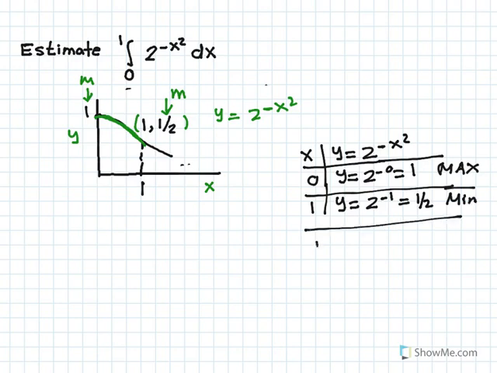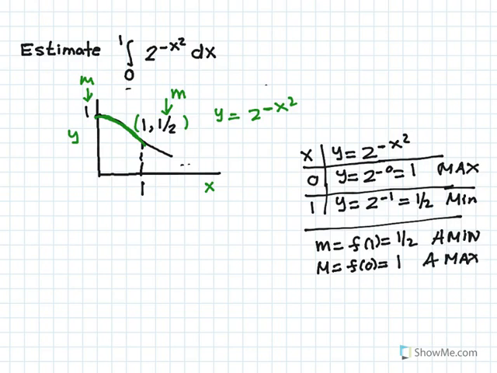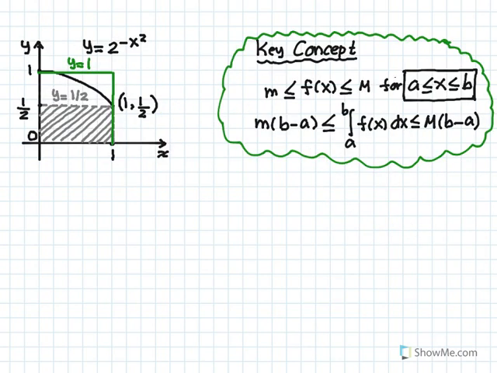So small m is f of 1, which equals 1/2, the absolute min. And capital M equals f of 0, which equals 1, the absolute max. So the function 2 to the minus x squared is between 1/2 and 1 for x between 0 and 1.